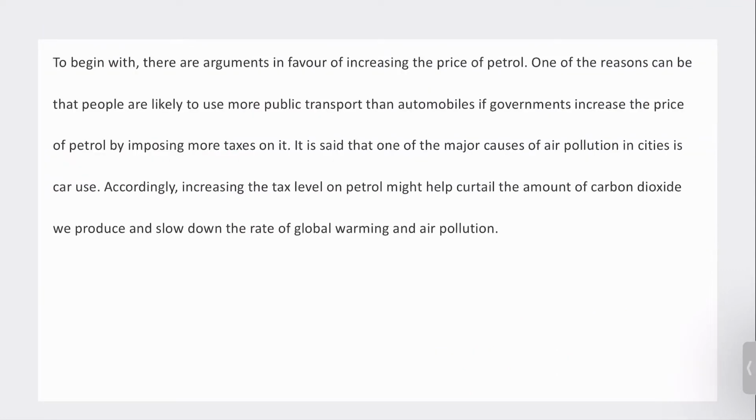"To begin with, there are arguments in favour of increasing the price of petrol. One of the reasons can be that people are likely to use more public transport than automobiles if governments increase the price of petrol by imposing more taxes on it. It is said that one of the major causes of air pollution in cities is car use. Accordingly, increasing the tax level on petrol might help curtail the amount of carbon dioxide we produce and slow down the rate of global warming and air pollution."